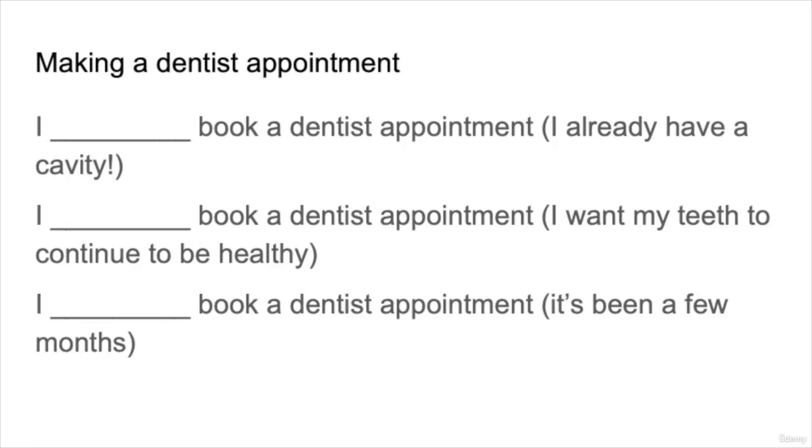So let's practice. Our first situation is with making a dentist appointment. So we have 3 different sentences of different urgency. They're all the same sentence, but they have different nuances. So please try to find whether should, have to, or need to are best in each situation. So the first one, book a dentist appointment. I already have a cavity. The second, I want my teeth to continue to be healthy. The third, it's been a few months since I've been to the dentist.